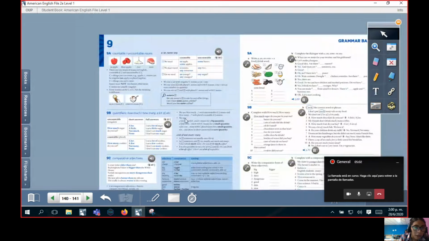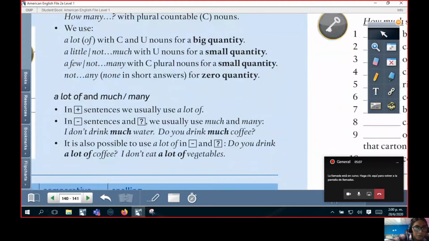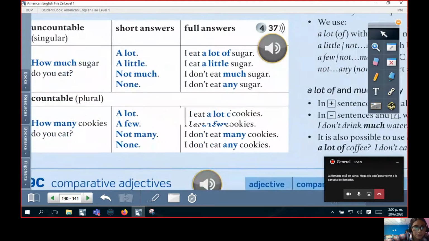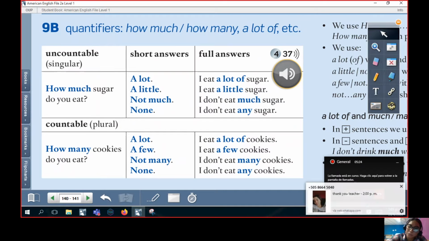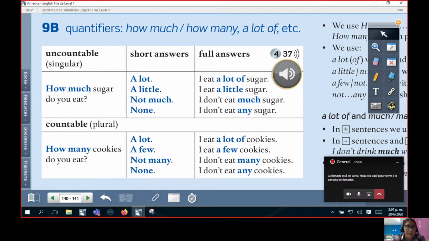Grammar bank, page 140. So I give you some time because you can stop the video. And guys, in the case of the uncountable, we use how much. You watch all the messages. So the first thing is the uncountable thing, and we have how much in the singular form for uncountable things.